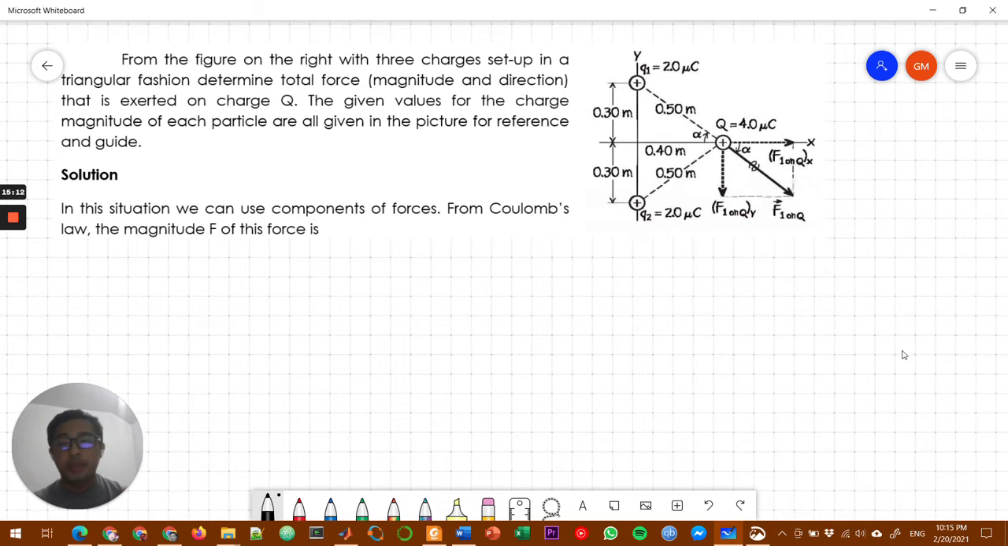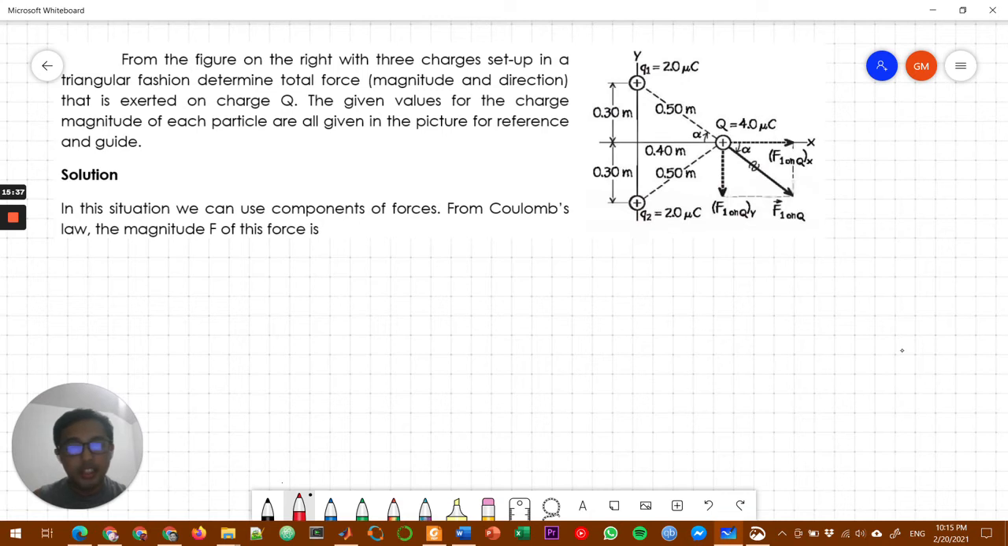So let's read the problem first. From the figure on the right, there are three charges set up in triangular fashion. So the setup is triangular. And then determine the total force, with magnitude and direction, that is exerted on charge Q. So where is charge Q?